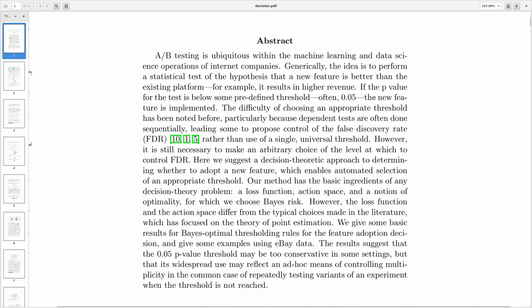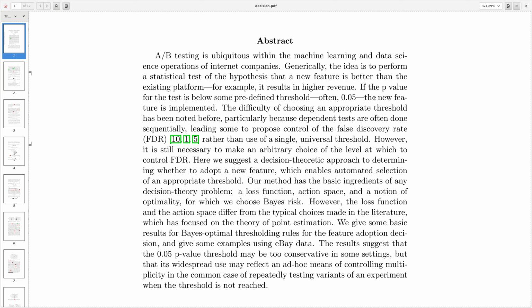So the abstract: A/B testing is ubiquitous within machine learning and data science operations of internet companies. Generically, the idea is to perform statistical tests of the hypothesis that a new feature is better than the existing platform. For example, it results in higher revenue. If the p-value for the test is below some predefined threshold, often 0.05, the new feature is implemented.